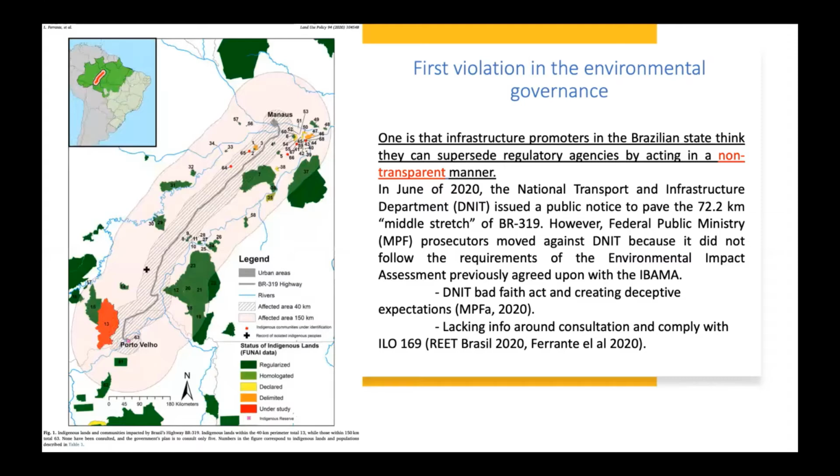So basically, the Federal Public Ministry said that they acted in bad faith, creating deceptive expectations. And we have this lack of information on how to apply free, prior and informed consent with those targeted indigenous lands. And I would say that they even have no transparent information on how they deliver the social component of the environmental impact assessment in this area, and also about some proposed enforcement stations that the BR 319 should have here.